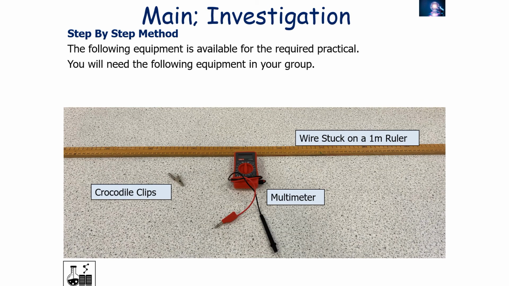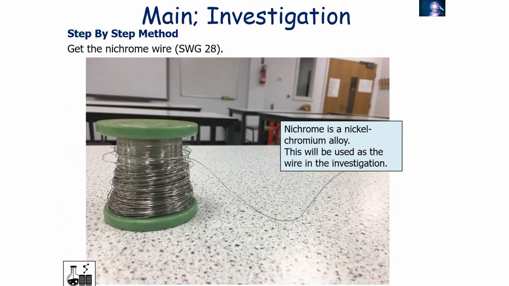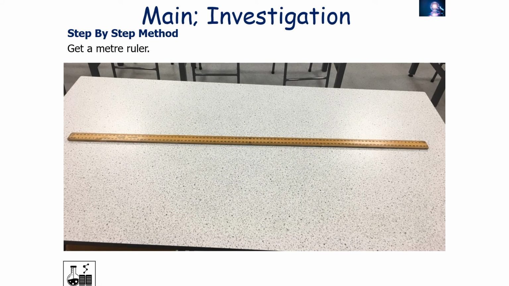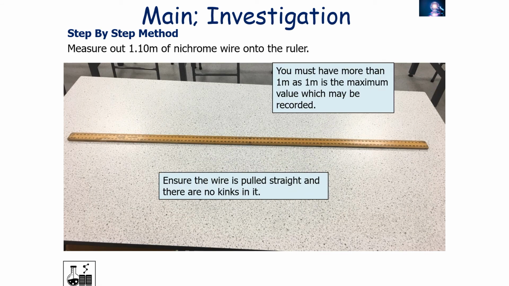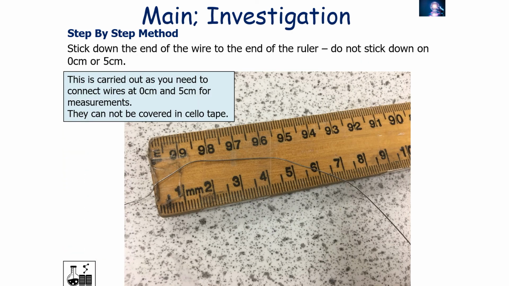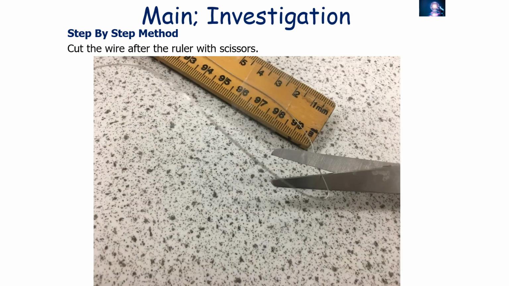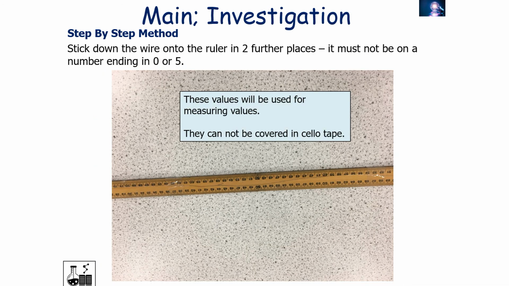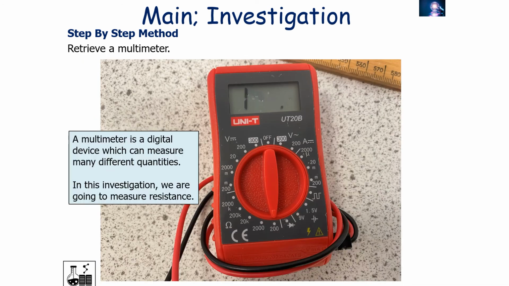So you would get this particular equipment and you get a nichrome wire. Then you get a meter ruler. You then pull out your 1 meter wire along your ruler, make sure it's pulled straight and there are no kinks in it. You get a roll of sellotape and you tape down the wires to the two ends of the ruler. You then cut the wire and secure it more securely with more sellotape.